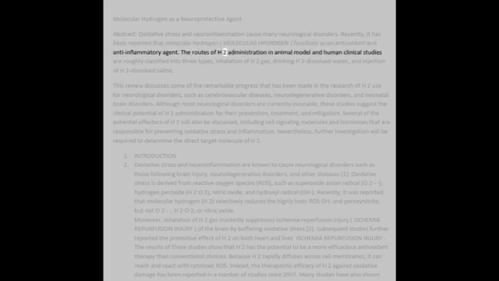The routes of H2 administration in animal model and human clinical studies are roughly classified into 3 types: inhalation of H2 gas, drinking H2 dissolved water, and injection of H2 dissolved saline. This review discusses some of the remarkable progress that has been made in the research of H2 use for neurological disorders, such as cerebrovascular diseases, neurodegenerative disorders, and neonatal brain disorders.